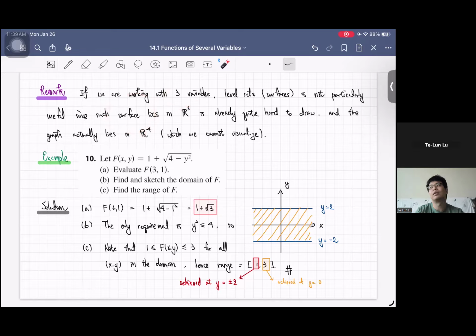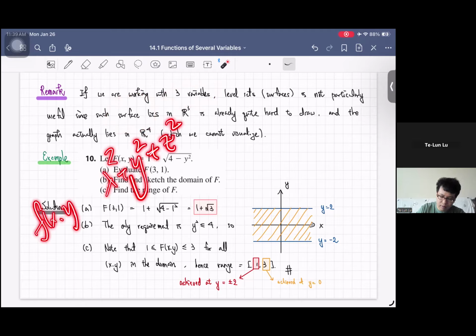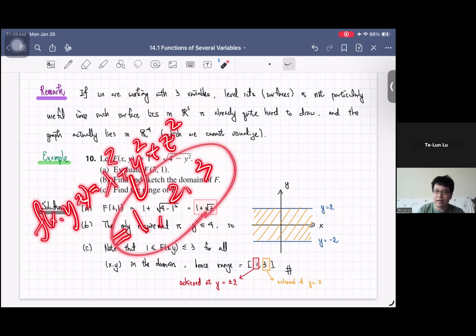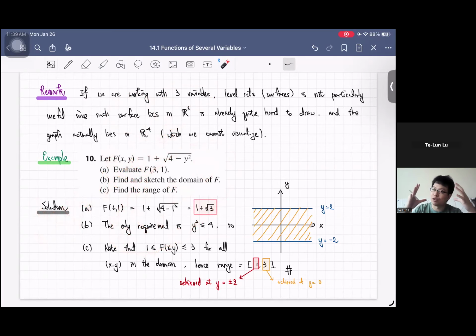So for example, if we're dealing with a function like f of x, y, z equals x squared plus y squared plus z squared, then by setting it to 1, 2, or 3, you get something like a sphere, right? So the level set will look like a sphere, a two-dimensional object. As I mentioned before, by restricting a condition on the value, you are taking out some variable. So a three-variable function becomes a two-variable or a two-dimensional object.